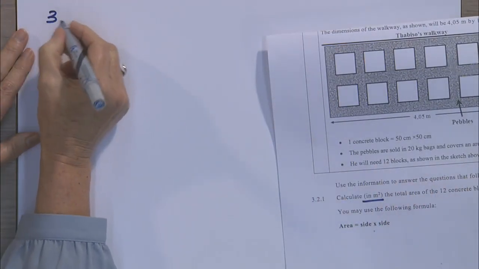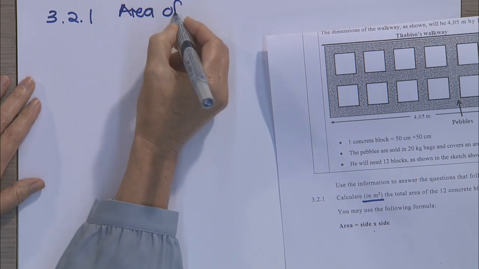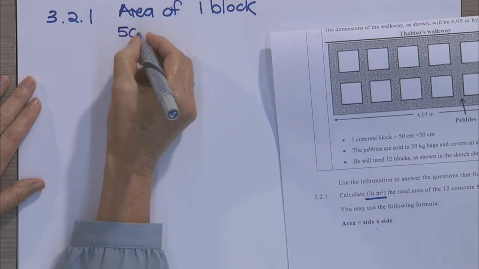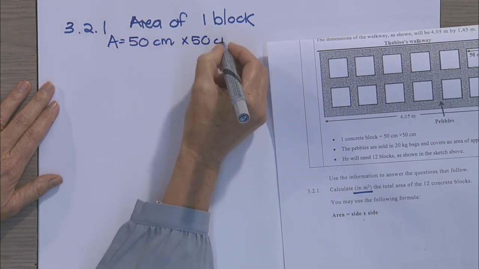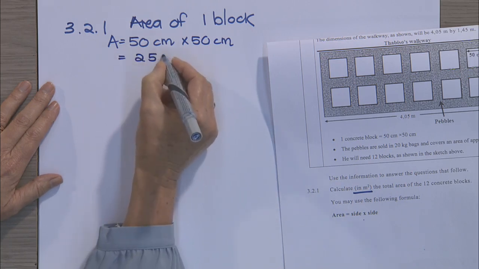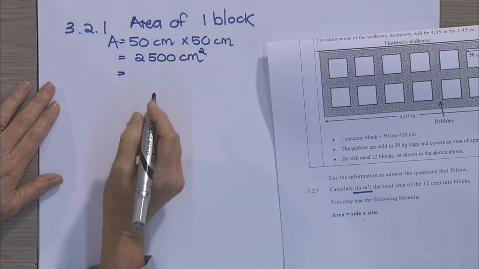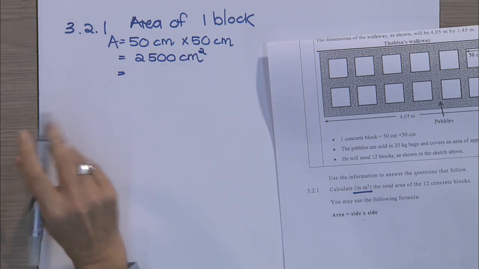So we are first going to work out the area of one of the blocks. So 3.2.1, area of one block. So we have that is 50 centimeters times 50 centimeters, which is 2,500 centimeters squared. They ask that we need to convert this to meters squared.